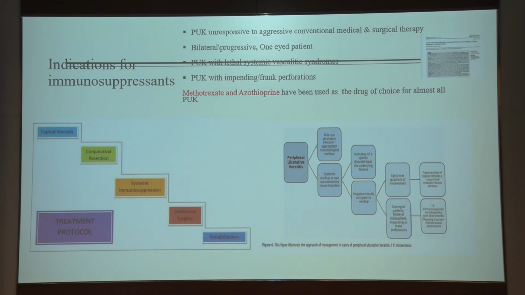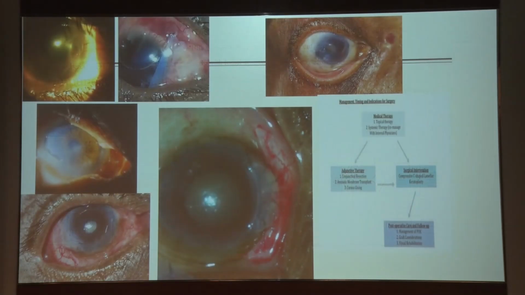So what are the indications for immunosuppression in PUK? PUK unresponsive to aggressive conventional medical and surgical therapy, progressive bilateral PUK, one-eyed patient, or lethal systemic vasculitic syndromes or corneal perforations. Then we can start the patient on immunosuppressants. And you should know about the immunosuppressants used for these cases, and you can refer to that paper for immunosuppression in PUK.